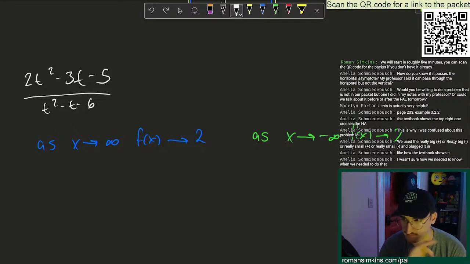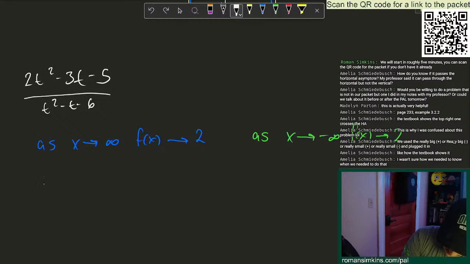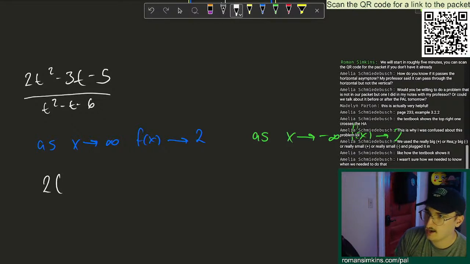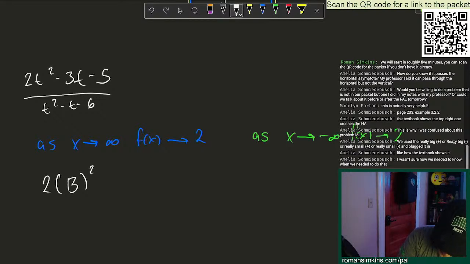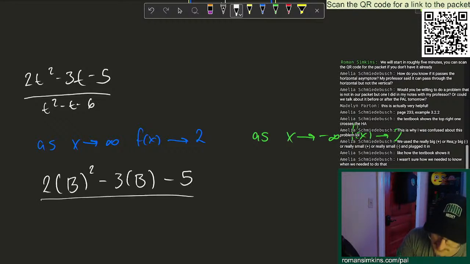Let's think of some massive, huge number, right? So 2 times, I'm going to use capital B for a billion because that's their example in the book, and I don't want to write out a billion. So 2 times capital B squared, minus 3 times capital B, minus 5, over, let's stick with this for now.